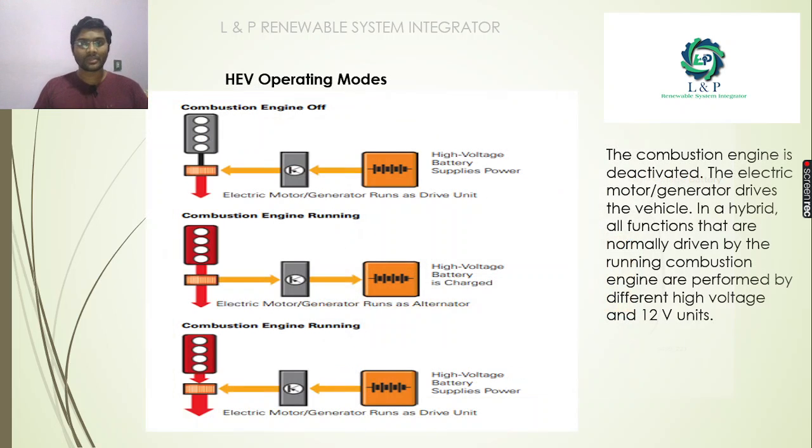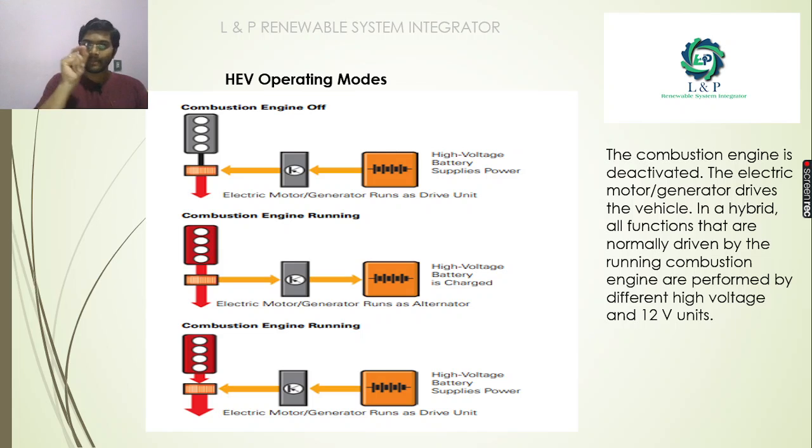So how does this hybrid electric vehicle operate? Very simple. When the combustion engine is off, the power is supplied by the high voltage battery to the drive. When the combustion engine is running, what happens? This electric motor, as we already said, also acts as a generator. So it provides power to the high voltage battery for charging.